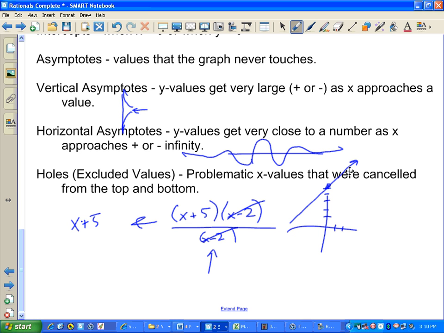But when I get to my value of 2, I should have an open circle at that value, because that value doesn't exist. So if I put a 2 in, I'd be dividing by 0. Even though it's canceled out, my original function did not have it canceled out, so you still have to respect the fact that a 2 made my original function undefined.